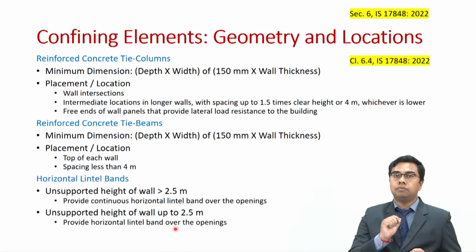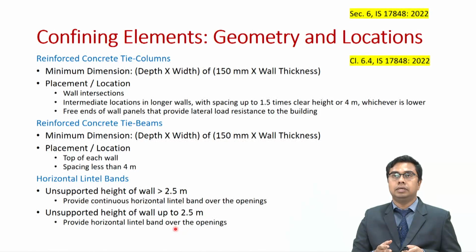But here, apart from these guidelines, I should also recommend that you provide continuous horizontal lintel bands for good seismic performance, even if the unsupported height of wall is less than 2.5 meters. That will help you achieve desired seismic performance. Now, once we have understood the geometry and locations of these confining elements, we shall look into the reinforcement detailing of these confining elements.